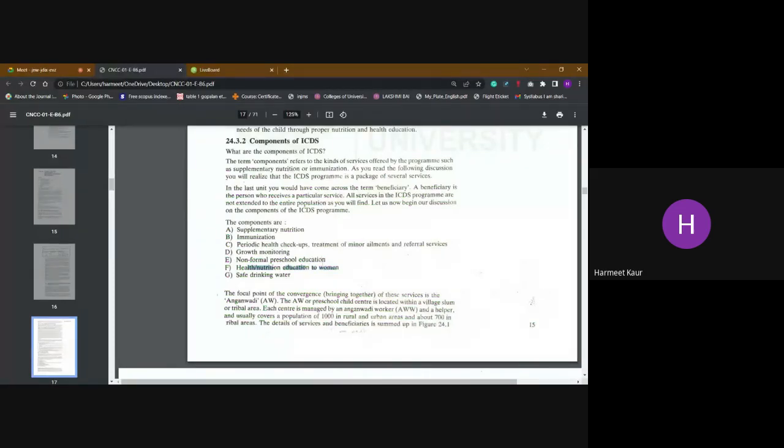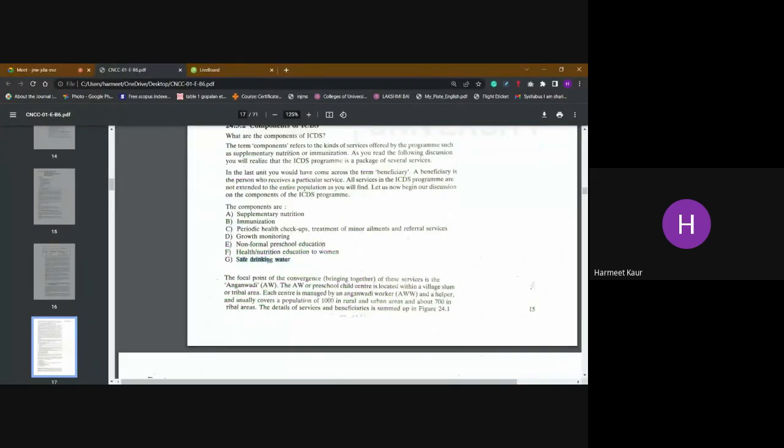You also provide health and nutrition education to women, particularly in case of pregnancy, lactation, and women who have small babies, so that they can take care of the nutritional and health requirements of their families and particularly their children. This program also provides safe drinking water. Okay, so these are all the components of ICDS.